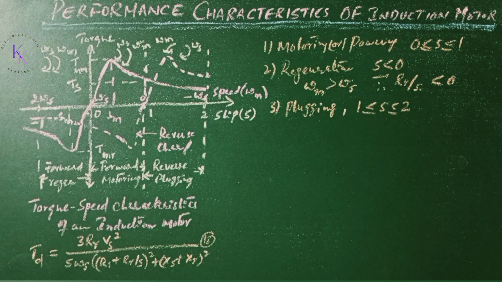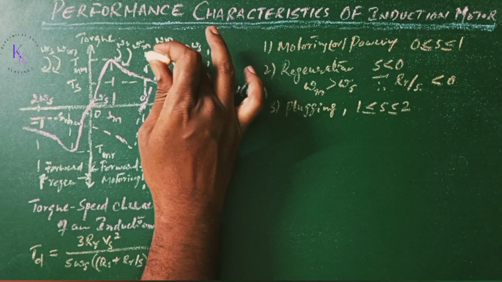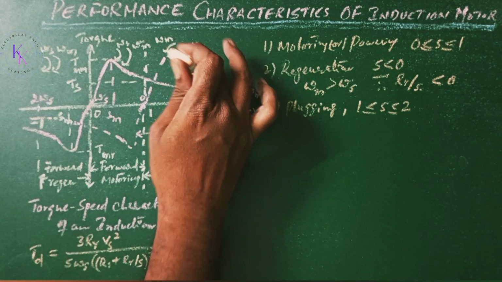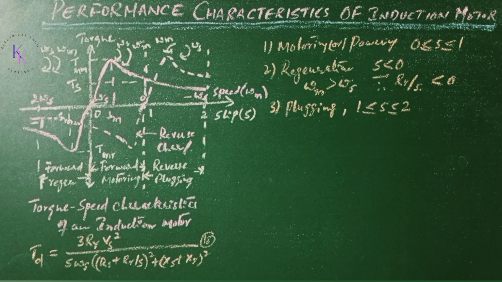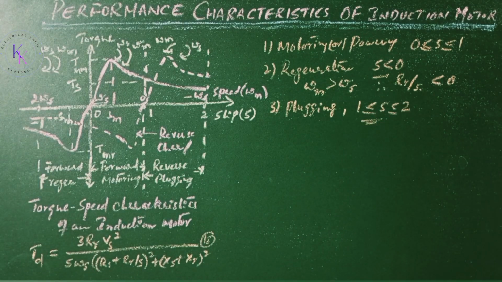In reverse plugging, the speed is opposite to the direction of the field. You can see omega m is anticlockwise, whereas omega s is clockwise. The slip is greater than unity, as you can see here. This may happen if the sequence of the supply source is reversed while forward motoring, so that the direction of the field is also reversed.